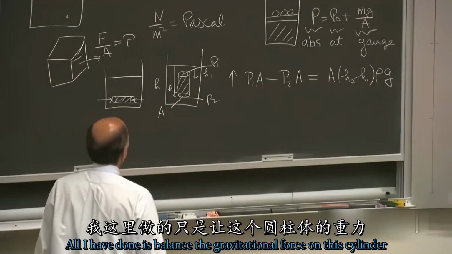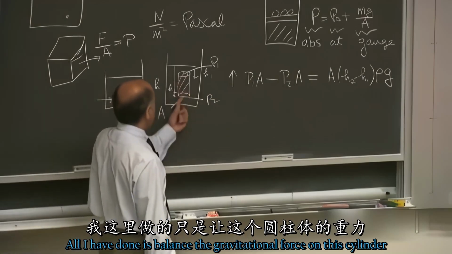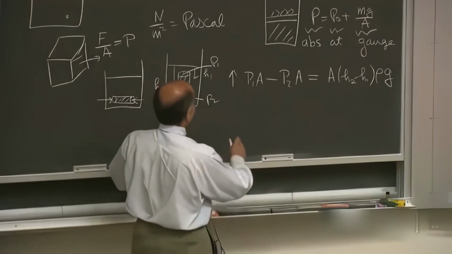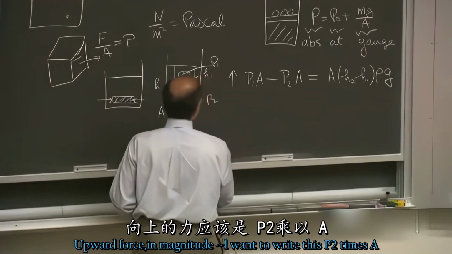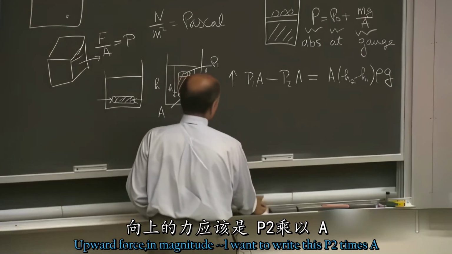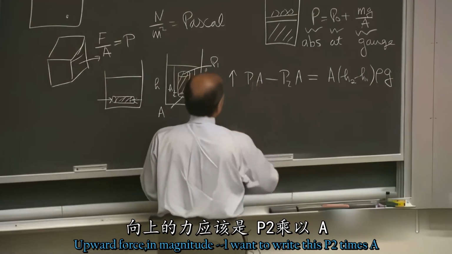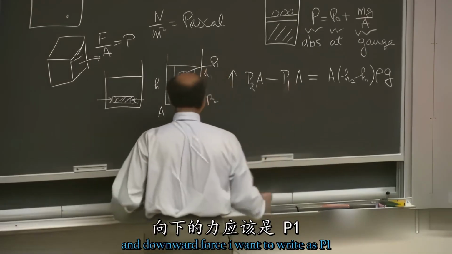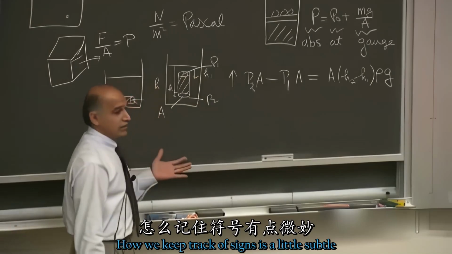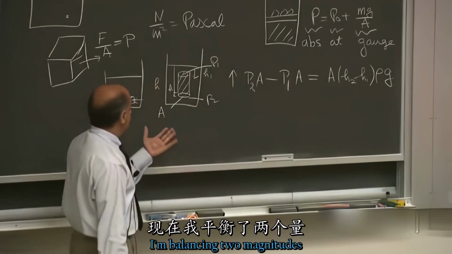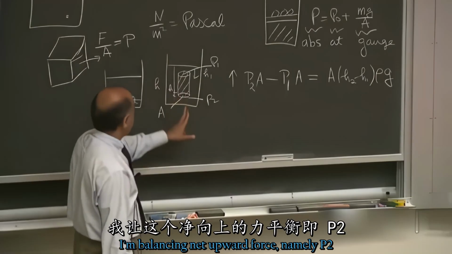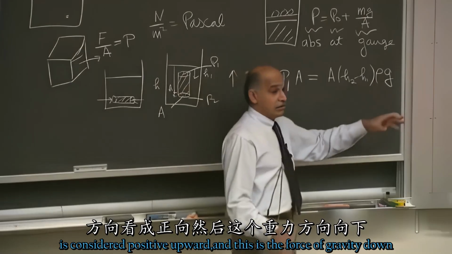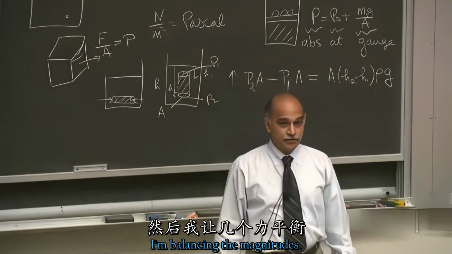All I have done is balance the gravitational force on this cylinder with the net upward force due to the different pressures. I think I made one mistake here. Upward force in magnitude, I want to write as P2 times A, and downward force, I want to write as P1 times A. How you keep track of signs is a little subtle. I'm balancing two magnitudes. I'm balancing net upward force, namely P2 is considered positive upward, and this is the force of gravity down. I'm balancing the magnitudes.